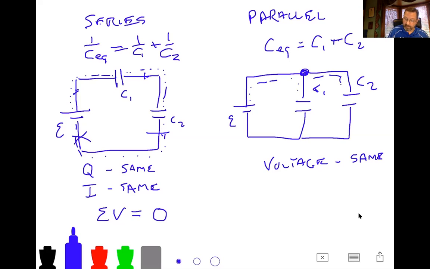And so what we believe here, I'm going to call this the charge leaving the battery. And this is the charge going to capacitor 1, and this is the charge going to capacitor 2, okay? I think we believe that we have conservation of charge still, that nothing gets destroyed or created or diverted out of the circuit. The charge leaving the battery is equal to the charge going to capacitor 1 plus the charge going to capacitor 2.